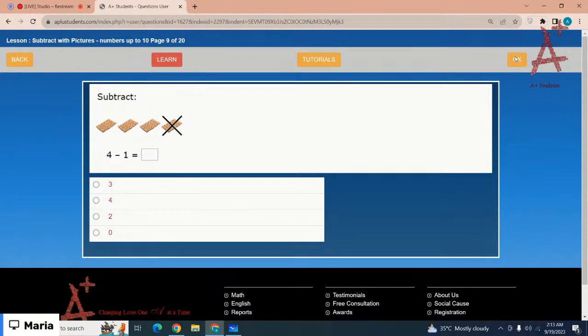Okay, the next one. How many mats do you have? Which is the correct option? Yes, you have 4 mats, right? One of them is crossed. So 4 take away 1 equals 3. The correct option is 3.